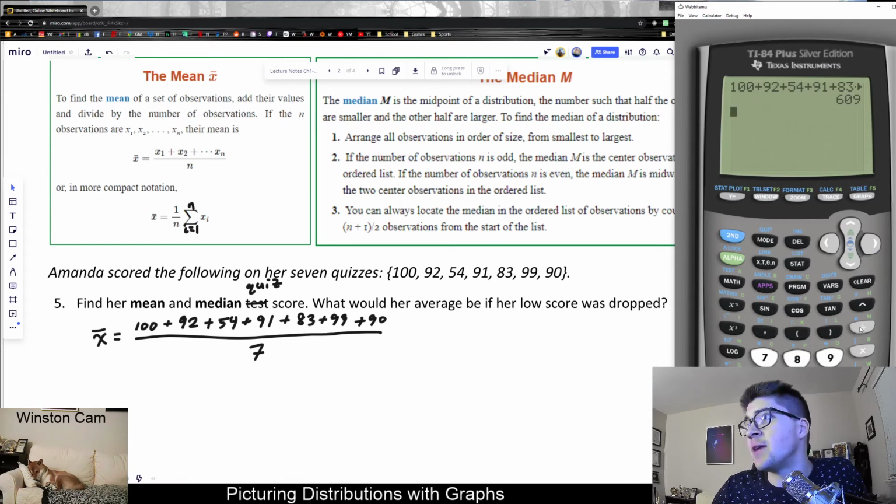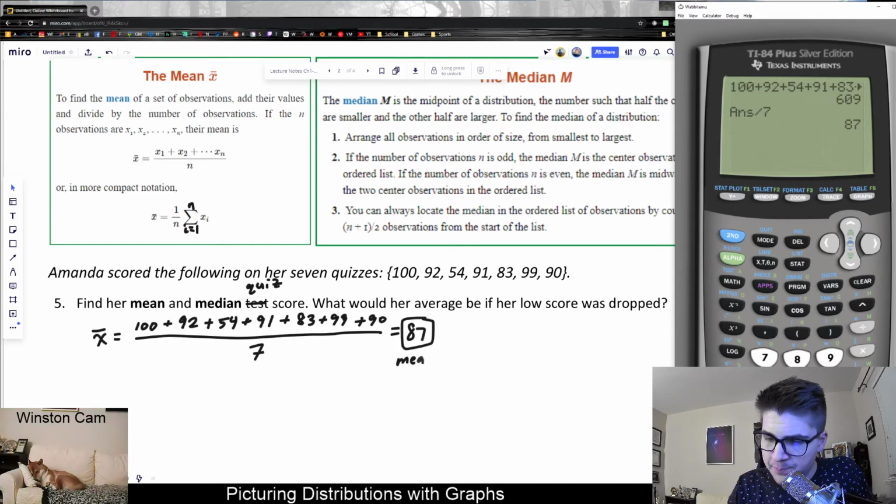Obviously using a calculator makes math a lot easier in a lot of cases, because doing all this by hand, most of us don't want to do that, including myself. But anyways, it looks like her mean is 87. And again, what's the point of this? I'll go ahead and circle that and write the mean here.